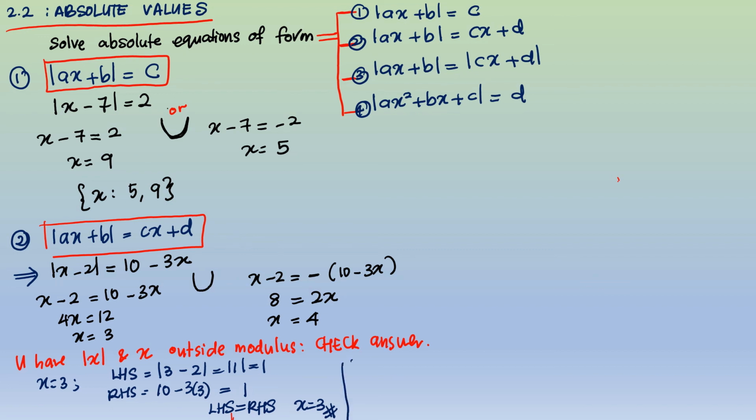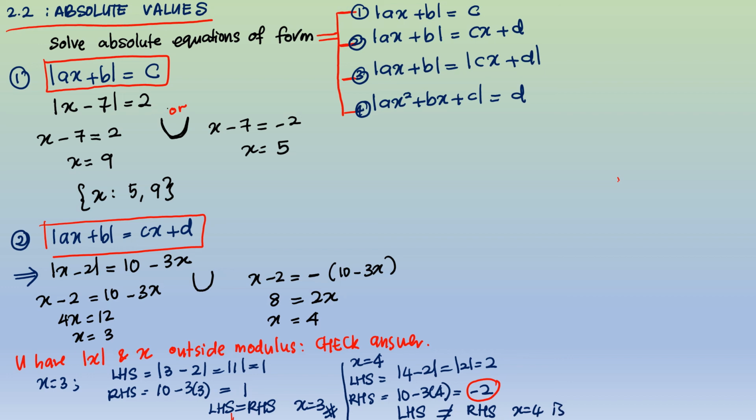Okay, next we also need to check for x equal to 4. We start with the left hand side. It is modulus 4 minus 2, equal to modulus 2, equal to 2. Our right hand side is 10 minus 3 multiplied by 4. So 10 minus 12 is negative 2. So 2 and negative 2 here are not the same. Thus I can write it as left hand side is not equal to right hand side, so x equal to 4 is not the solution. Thus our final answer is only x equal to 3.